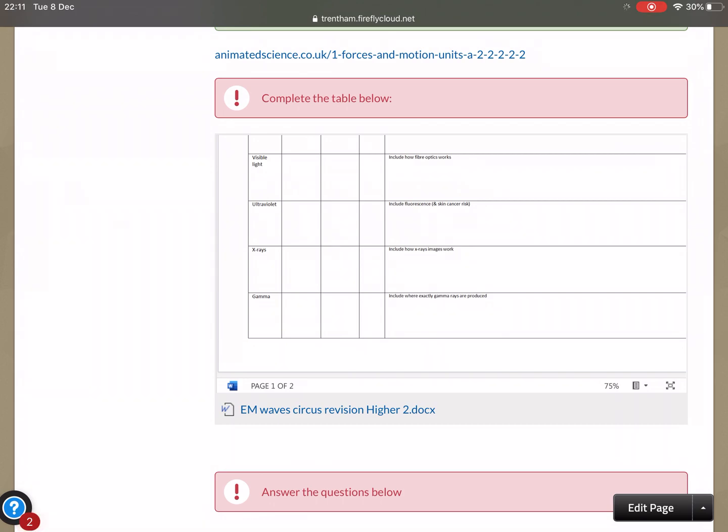Okie dokie, get that done, and if you could, I will set that as a little task to upload a picture of the work that you've done. Okay, thanks.